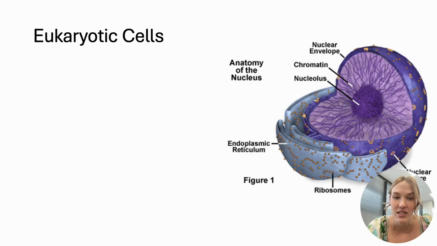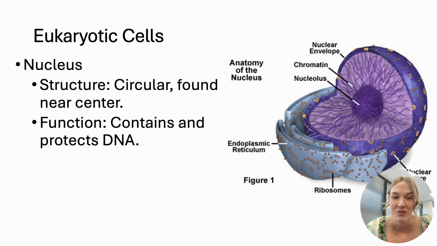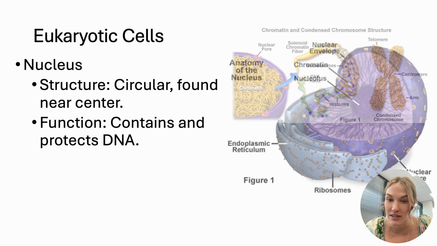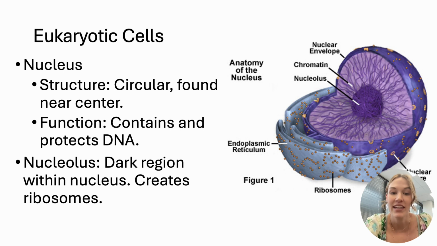But of course, that is going to start at the nucleus, which is going to be this circular, round structure found near the center, and it's going to contain and protect the DNA, which will be in condensed form in chromatin. Now, inside the nucleus is this dark region called the nucleolus, and the nucleolus is going to create ribosomes. We're going to see why that's really important later on. We're going to talk about ribosomes soon, but yes, you need to know that. You need to know both of these, not just the nucleus, but the nucleolus as well.